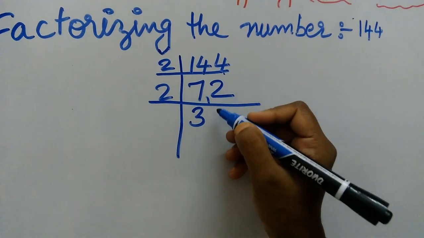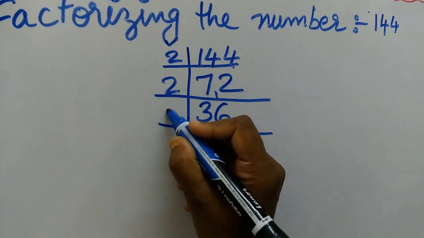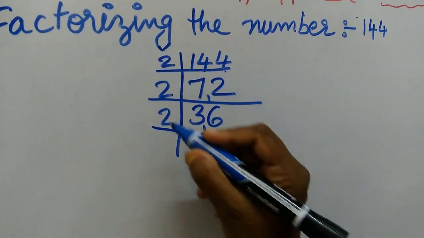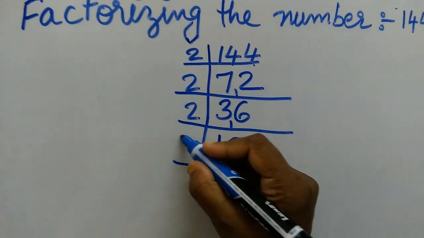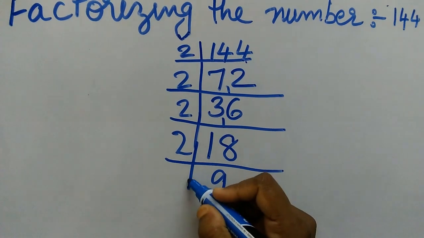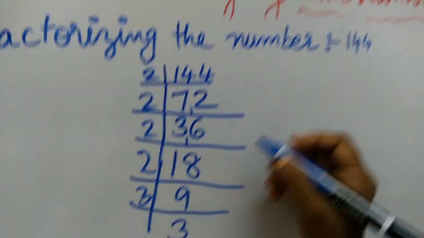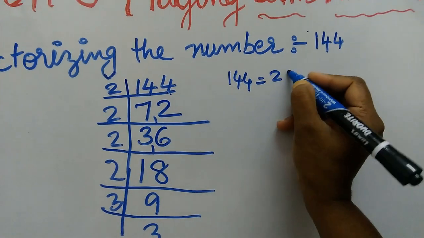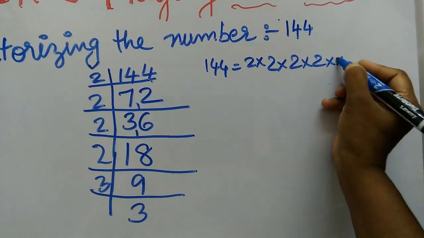So this number is 12. 6 times, 6 twos are 12. Again you can divide. In 3 it is 1. So 16 is 8. Again we can divide by 2. That is 9. Again divide by 3. Then 3. So we can write 144 equals 2 into 2 into 2 into 2 into 3 into 3.